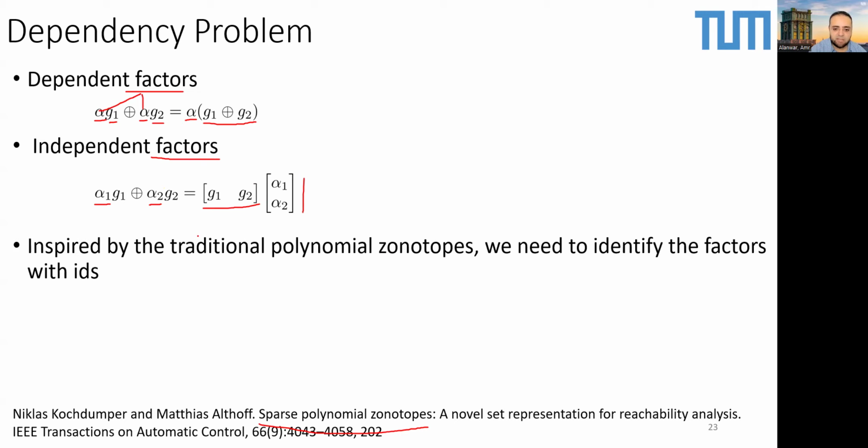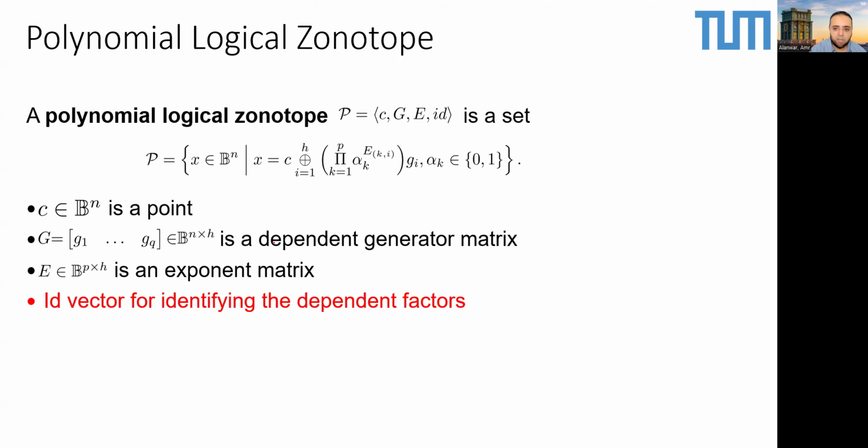So inspired by the traditional polynomial zonotope, we need again to identify the factors by having IDs for the factors and perform the operations based on the ID. If the IDs are similar, we deal with them in a specific manner. If the IDs are different, we deal with them in a different manner, like the Minkowski XOR. For this, we extend the polynomial logical zonotope definition with ID, which basically identifies the dependent factors.